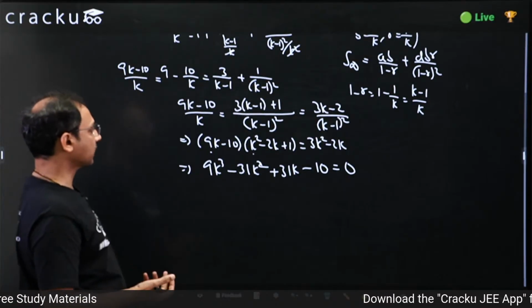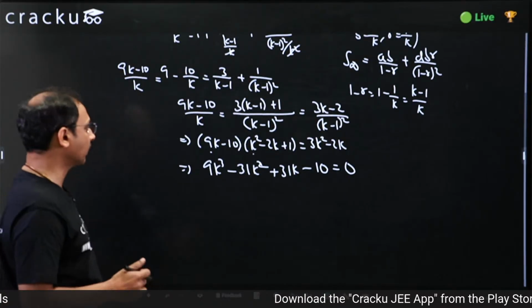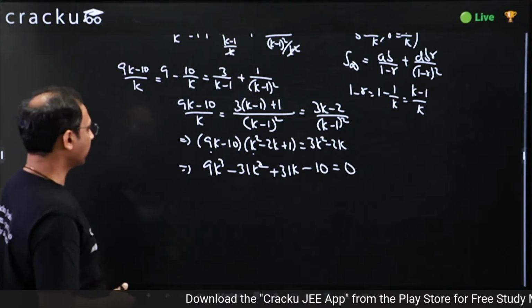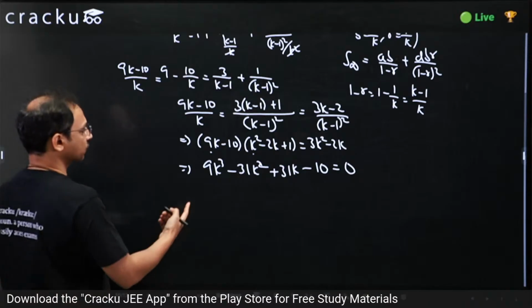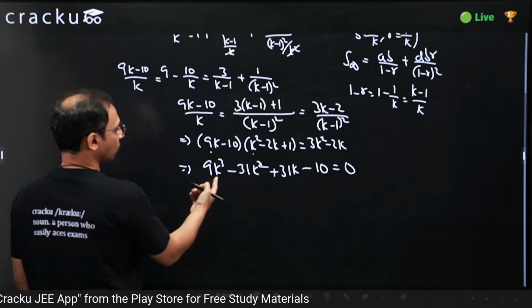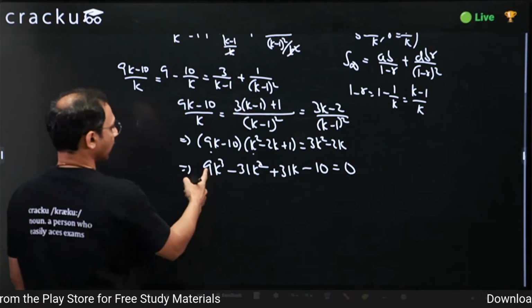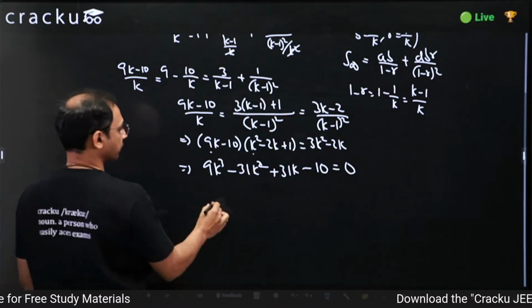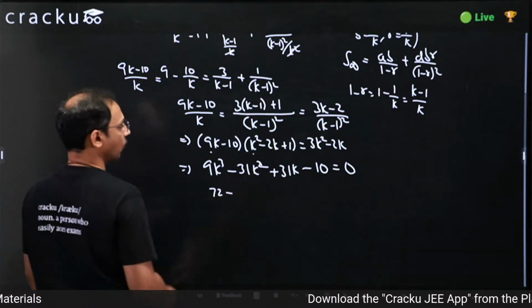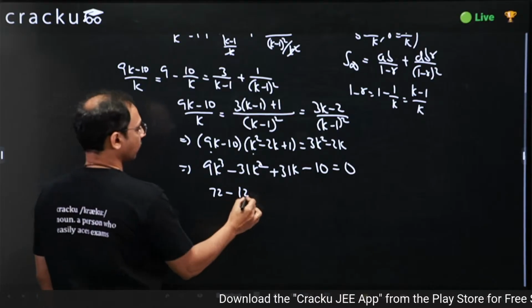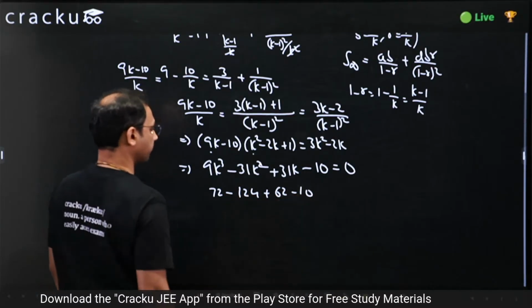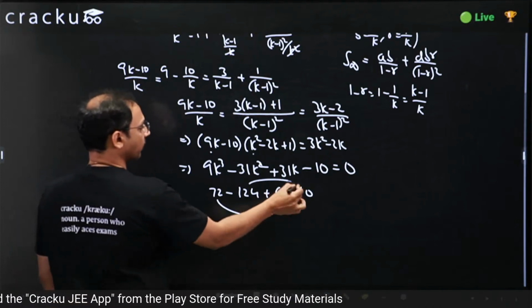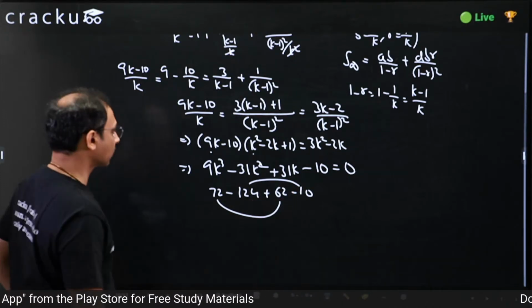The natural usual suspects are 1, minus 1, 2, minus 2. I say 1 is not a root, minus 1 is not a root. What happens if you check for 2? If I put 2 here, 8 into 9 is 72, minus 4 into 31 will give me 124, plus 62 minus 10. So I have 134 minus 134, guys. 2 is actually a root.